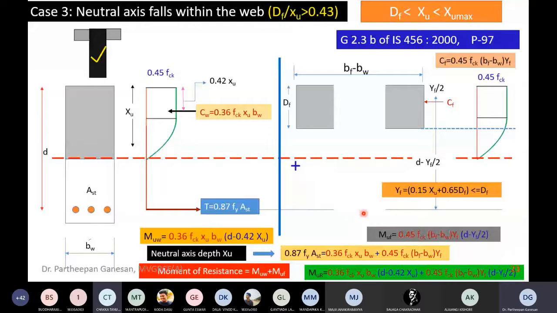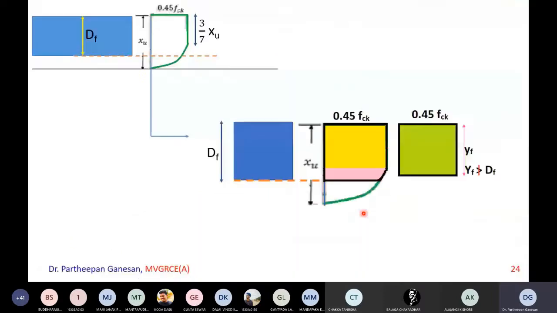Sir, yes. Sir, please explain YF again. Okay. So now this part is understood. This is the thickness of the flange, and this is the stress distribution. From here to here, this is XU, because this is the neutral axis depth. Now this rectangular part alone is 3/7 XU, which is called 0.43 XU, right?